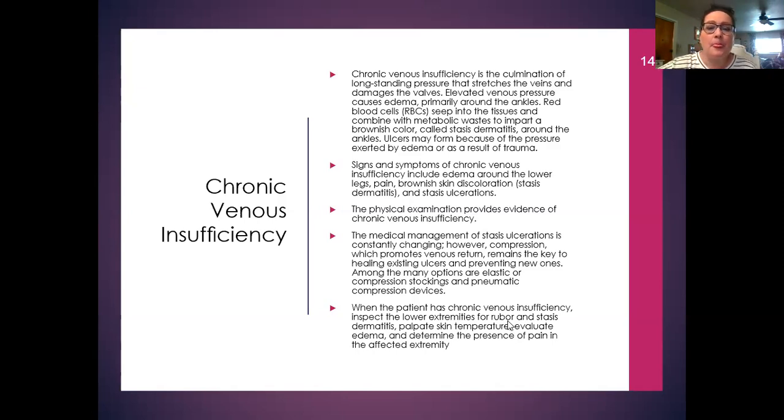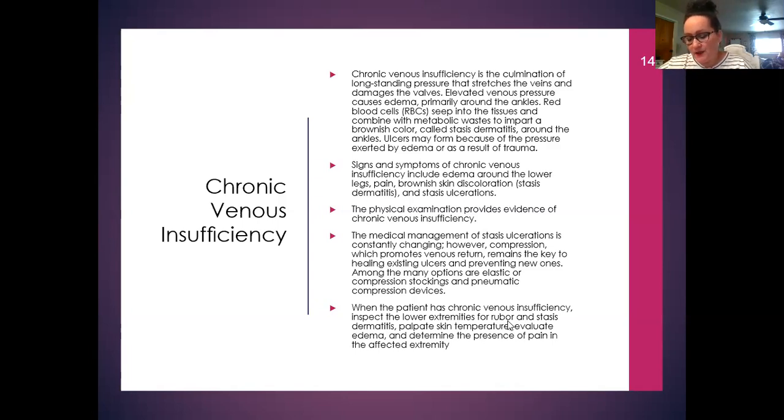why, right? The medical management of stasis ulcerations is constantly changing, but as your book says, compression, which promotes venous return, remains the key to healing existing ulcers as well as preventing new ones. And then among the many options are elastic compression stockings and pneumatic compression devices. When the patient has chronic venous insufficiency, you want to inspect the lower extremities for rubor and stasis dermatitis, palpate skin temperature, evaluate for edema, and determine the presence of pain in those affected extremities.